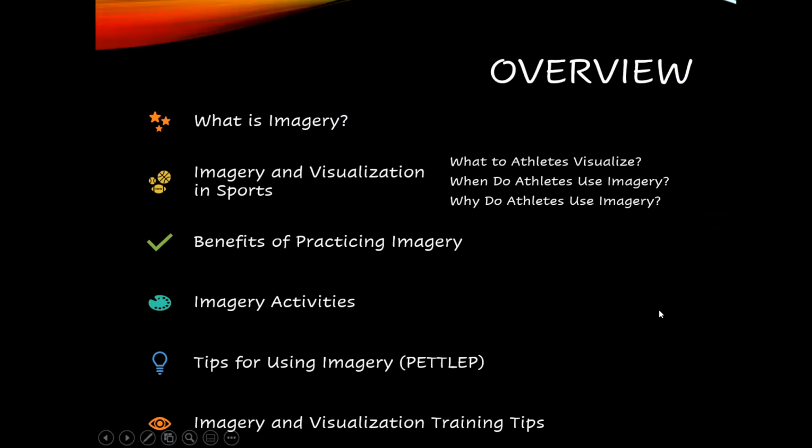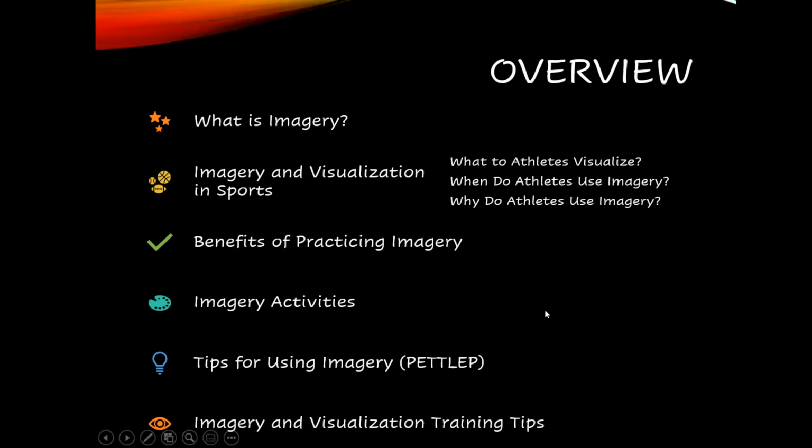Okay, so a quick overview, everyone. Tonight we're going to define imagery, and we're going to talk a little bit about what that looks like when playing sports. We'll talk about what athletes visualize when they're practicing imagery, when they use imagery, and why they use it. After that, we're going to talk about some of the benefits of practicing imagery. And then we're going to do a couple of activities to really get that knowledge to sink in. After that, I'll give you some tips for using or practicing imagery, and we'll finish up with a few training tips, so that you have a really good idea of how to go about practicing and using imagery in your own sports.